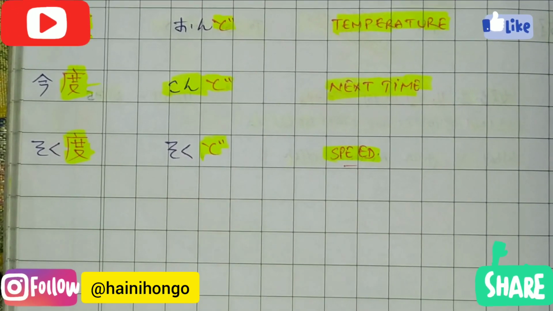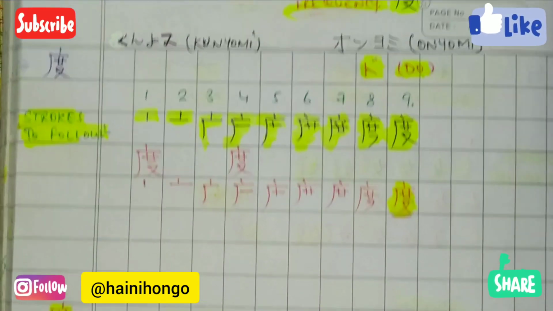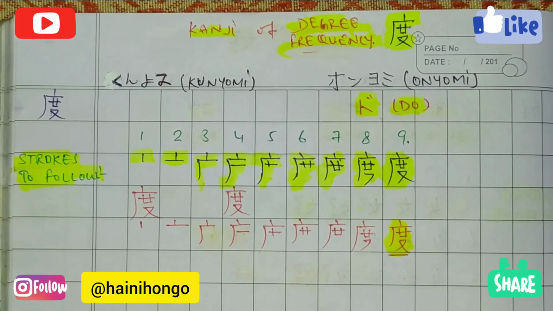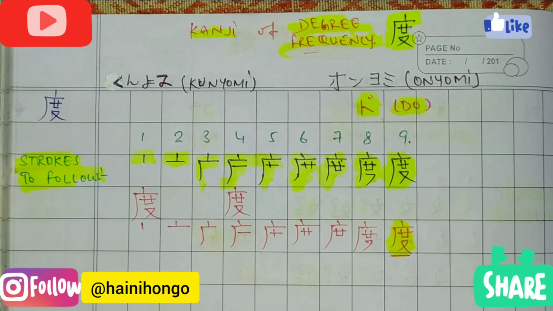So guys, this was the kanji of degree and frequency. I hope you guys have understood this kanji. I hope you guys have understood the patterns and stroke orders of this kanji.